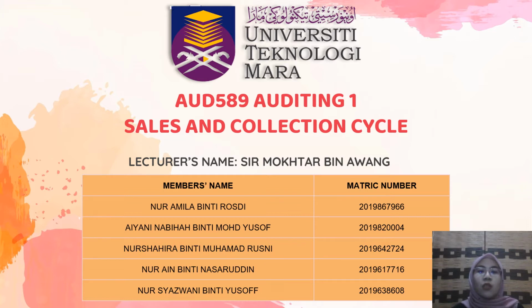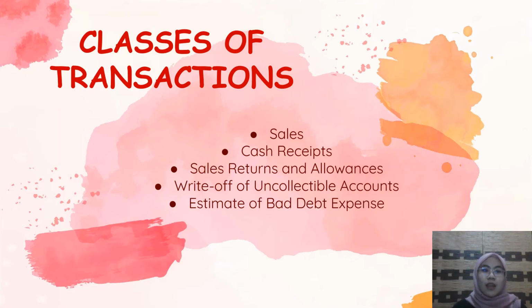Today we are going to present about sales and collection cycle. For your information, there are 5 classes of transactions for sales and collection cycles. The first one is sales, cash receipts, sales returns and allowance, write-off of uncollectible accounts, and estimate of bad debt expense. For this presentation, we will present about sales and cash receipt transactions.